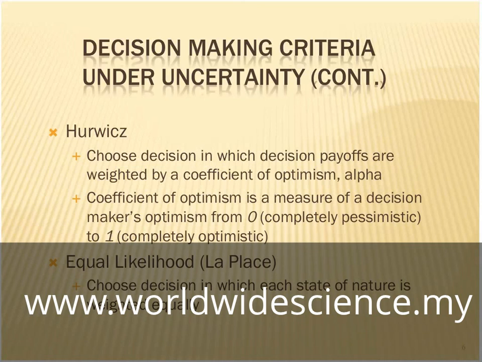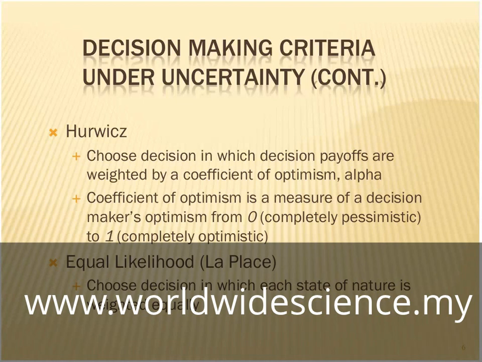Hurwicz decision making is the fourth tool that can help you choose the best decision. Choose the decision in which payoffs are weighted by a coefficient of optimism. Alpha, the coefficient of optimism, is the measure of a decision maker's optimism from 0 to 1. It means you can allocate a coefficient of optimism to each of the payoffs or to each of the states of nature.